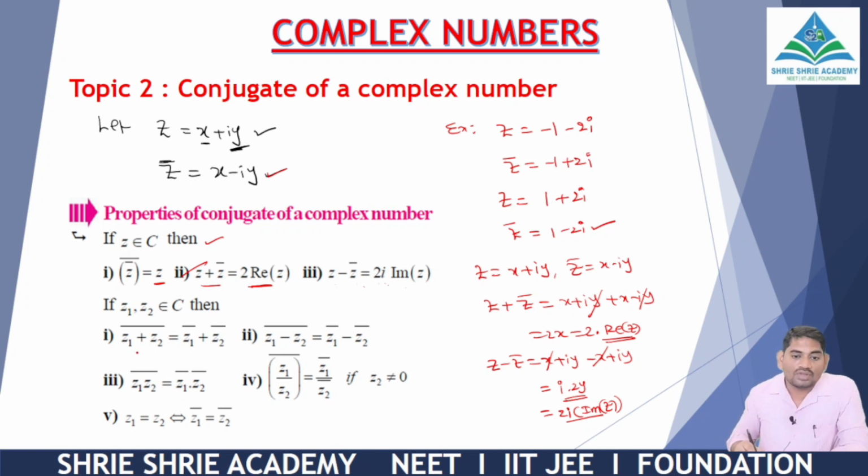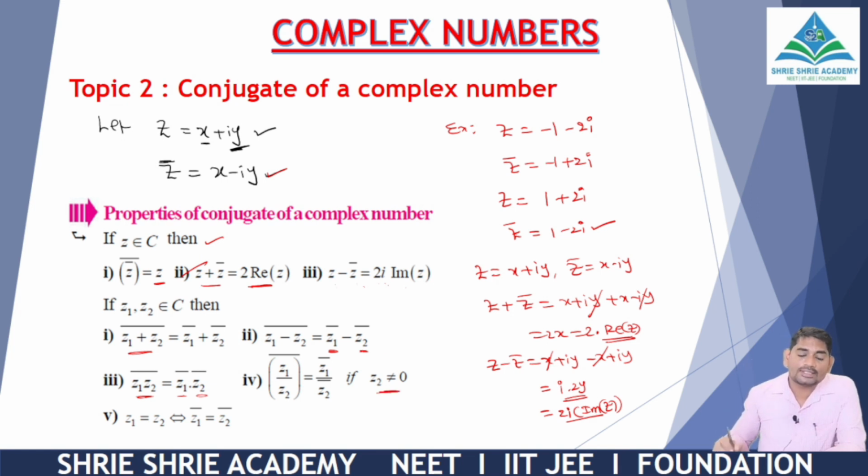Similarly, you can see here, if we take z1 plus z2 whole conjugate, we can also write conjugate of z1 plus conjugate of z2. Similarly, in case of subtraction, conjugate of z1 minus z2 is equal to conjugate of z1 minus conjugate of z2. Then conjugate of z1 into z2 is equal to z1 conjugate into z2 conjugate. Similarly, in case of division, z1 by z2 whole conjugate is equal to conjugate of z1 upon conjugate of z2.